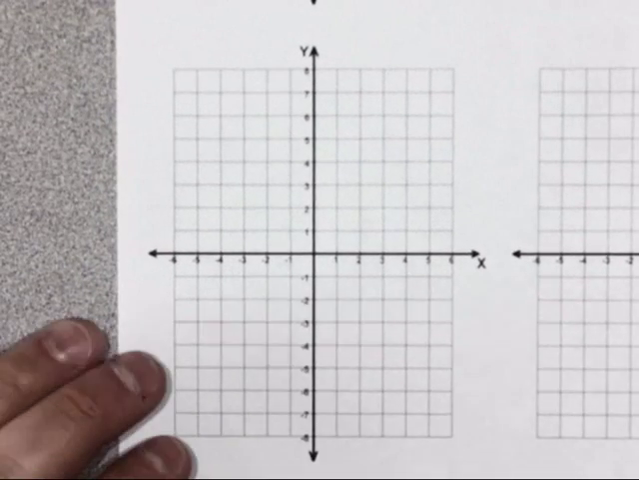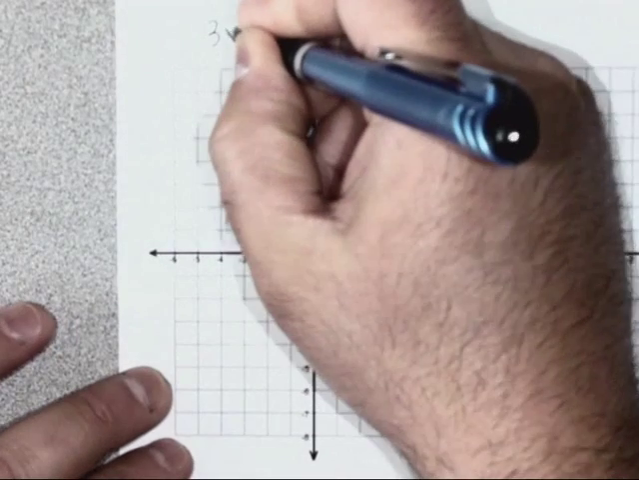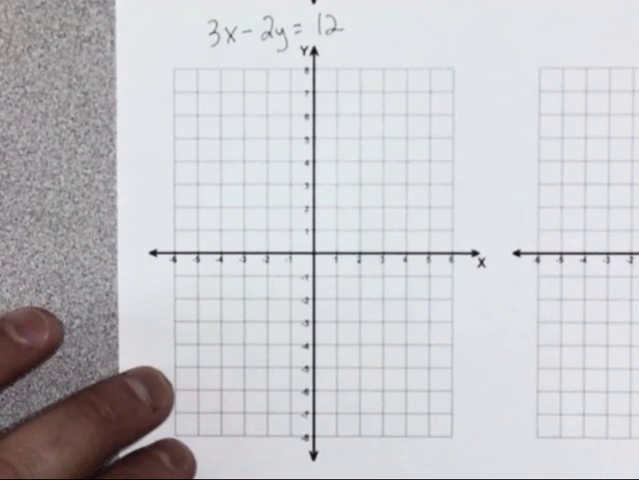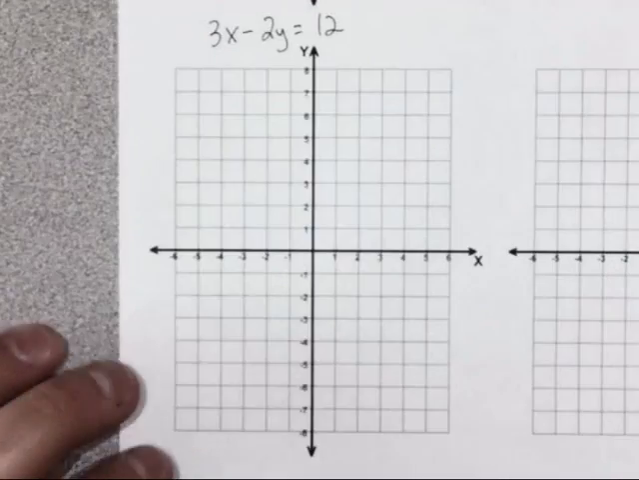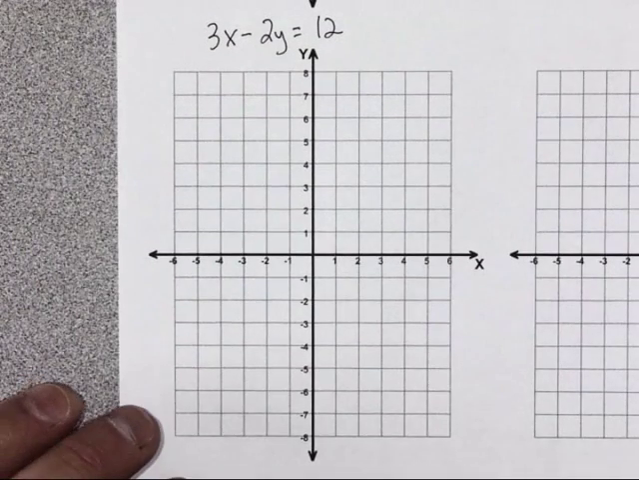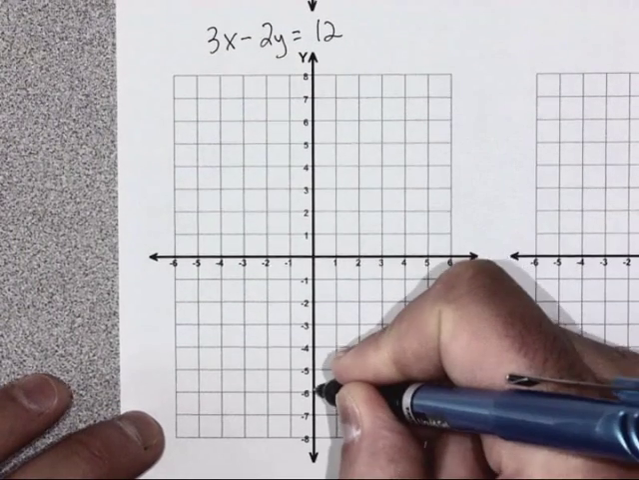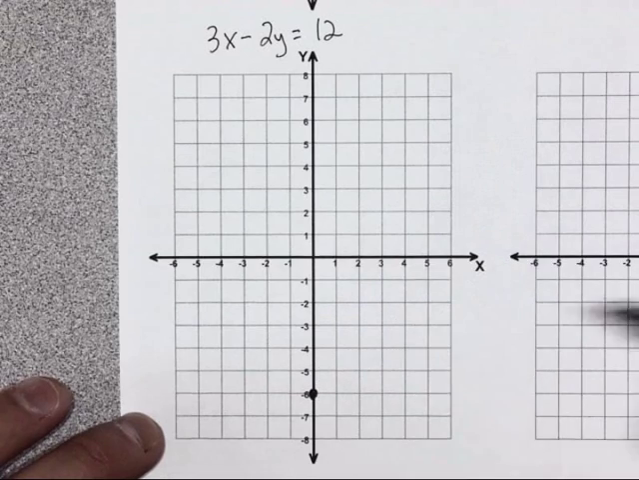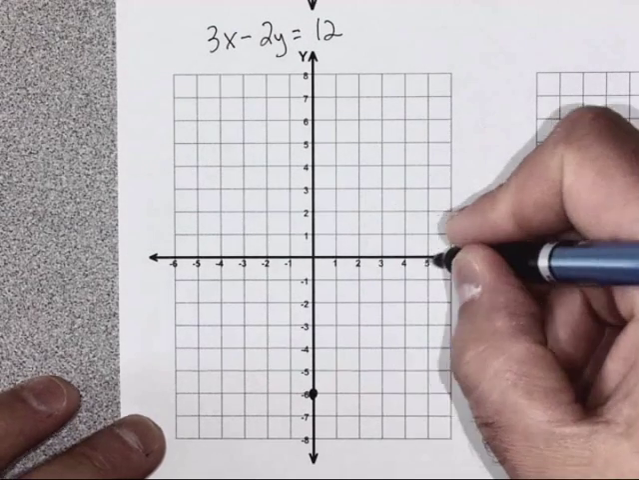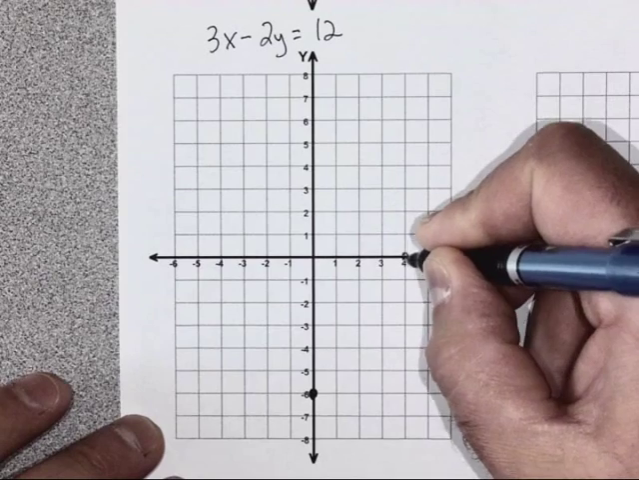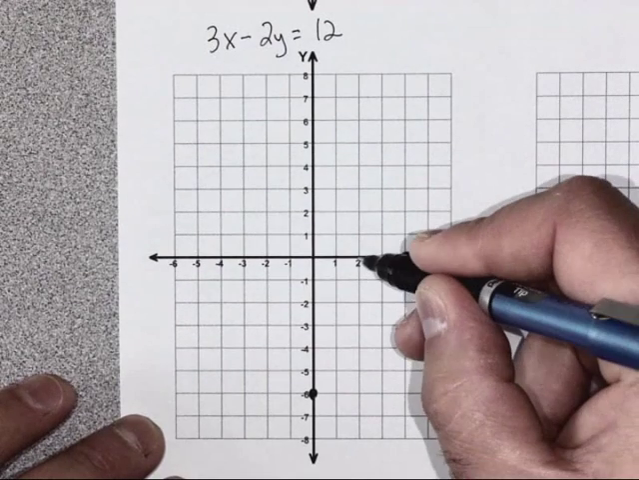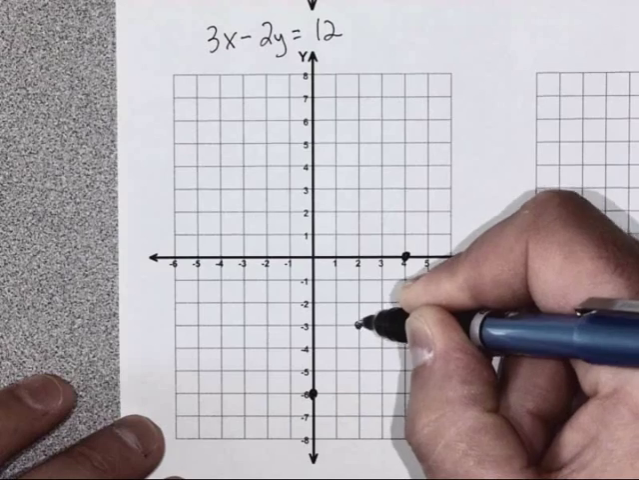Alright, so this is the equation 3x minus 2y equals 12. Okay, let me focus this. The 3 points we had were (0, -6), so that's this point here, (4, 0), which is this point here, and (2, -3), which is this point here.